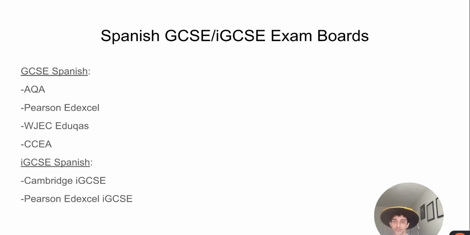Now, these are the Spanish GCSE and iGCSE exam boards. As of August 2025, there are 4 exam boards out there for GCSE Spanish and 2 for iGCSE Spanish. You do need to be aware of which exam board you're taking, ideally as early as possible, because there are some small differences from exam board to exam board.